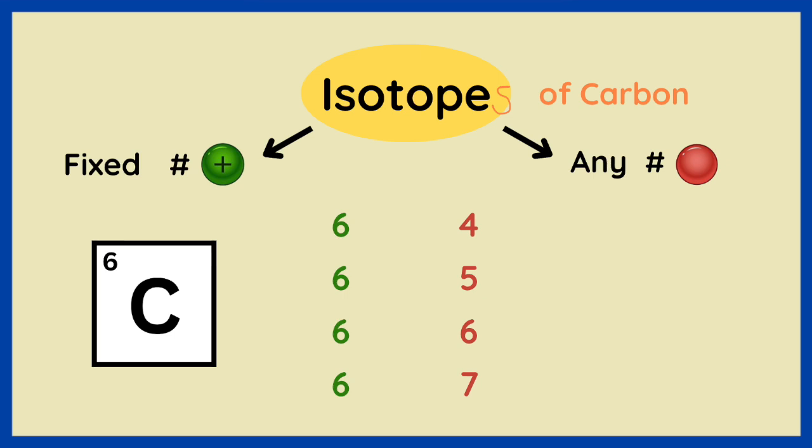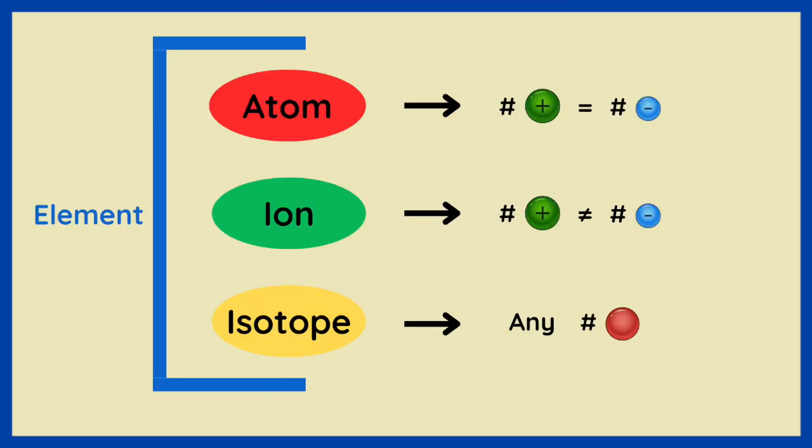For carbon and carbon alone, there will always be 6 protons, but there's a wide variety of what neutron counts could be. We can have a carbon isotope with 4 neutrons, with 5 neutrons, 6, 7, etc. So really we can say that an isotope is an element with any number of neutrons. But how exactly does this definition of isotope fit in with the existence of atoms and ions?